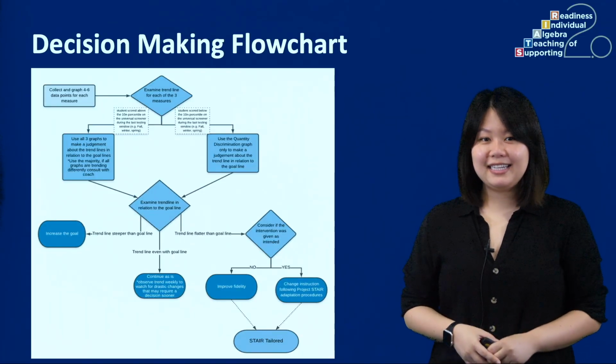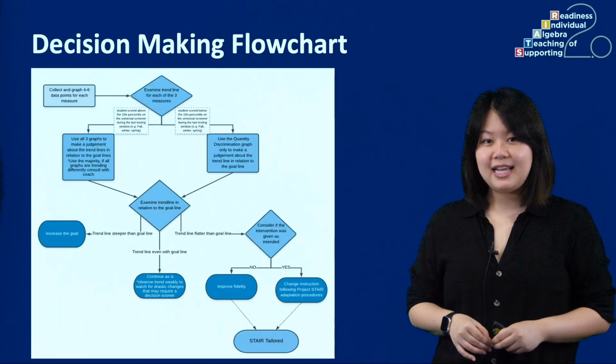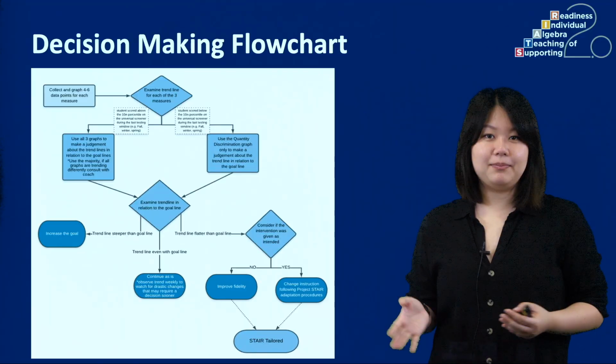Now that we understand the key components of decision-making using graph data, we can now think more about the decision-making process.